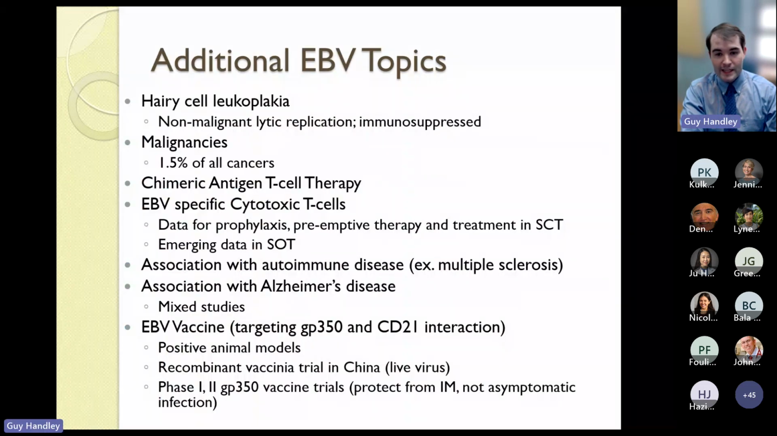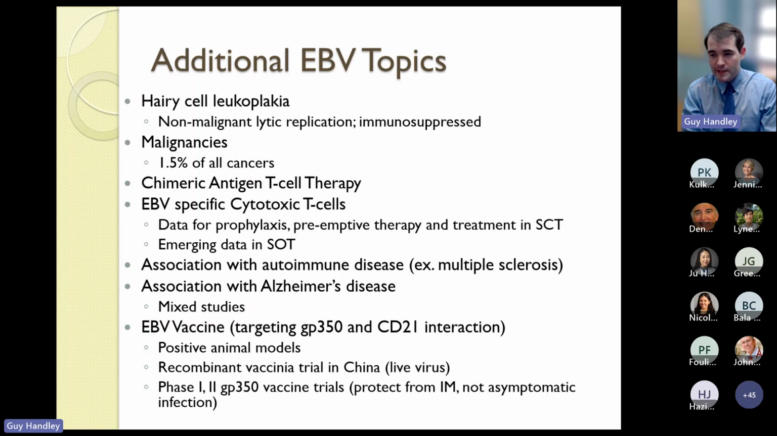Some other topics I wasn't able to talk about, because there's a lot with EBV: hairy leukoplakia, which is a non-malignant lytic replication. You might have an oral lesion in immunosuppressed patients, classically HIV/AIDS. EBV in general is associated with 1.5% of all cancers, not necessarily causing them, but cells that have EBV DNA in them.